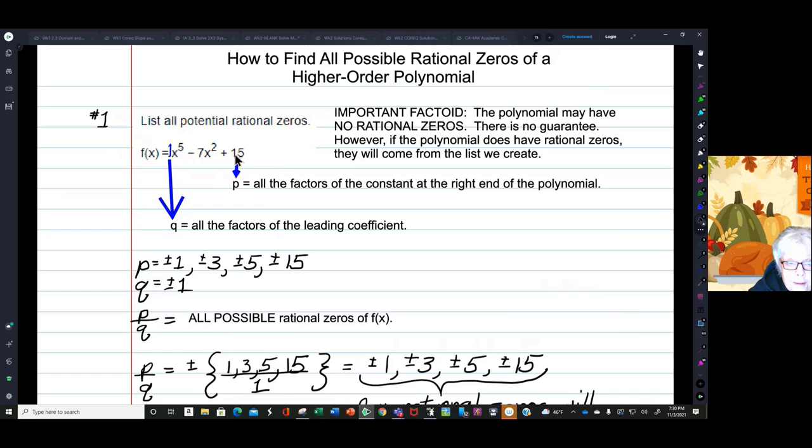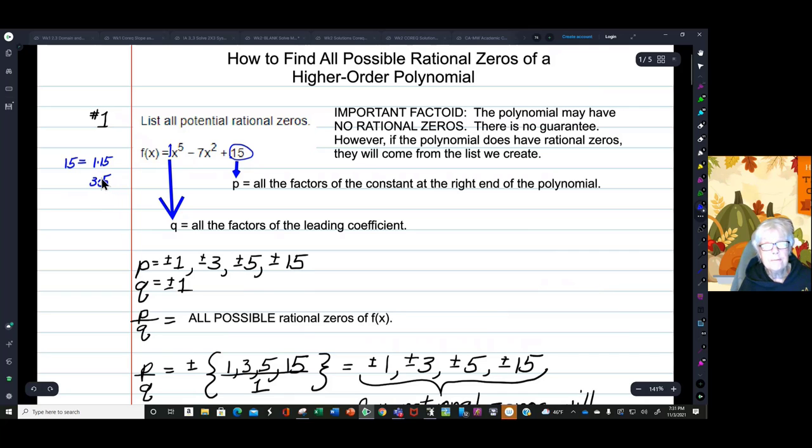P consists of all the factors of the constant at the right end of the polynomial. Q consists of all the factors of the leading coefficient, which here is just one. So P is going to equal positive or negative 1, positive or negative 3, positive or negative 5, and positive or negative 15, because 15 equals 1 times 15 and 3 times 5. Those are the only integer factors of 15.